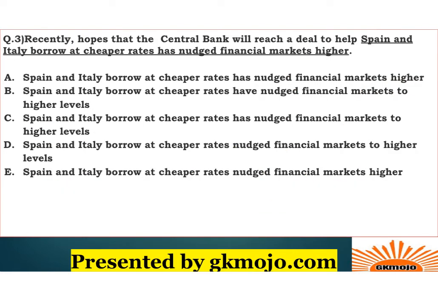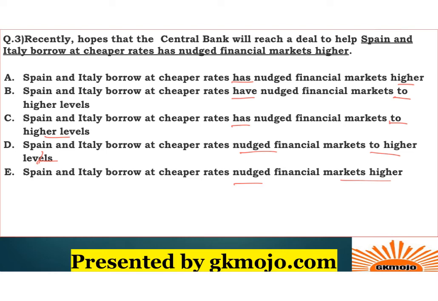What we'll do here is first mark out the differences between the answer options and then go on to the sentence. If you see here, we have "has", "have", "has". The first 3 options have "nudged", and the others have "has nudged". So A, B, C are different and D, E are completely different. Also you can see "2 higher levels" and just "higher", markets higher. So these are the primary differences. Let us now read the sentence and try to understand.